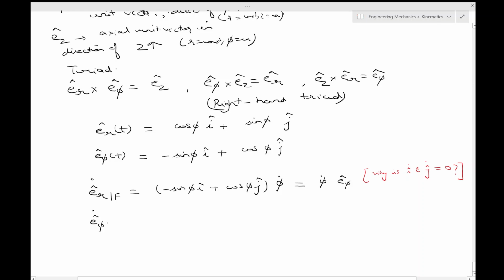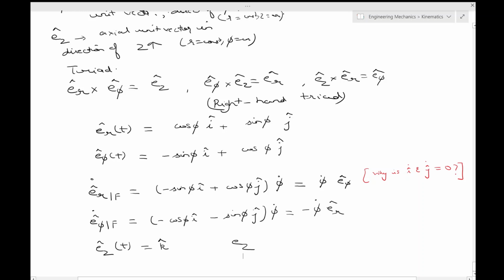Okay, no need to rush ahead without knowing this. Similarly, the derivative of e phi with respect to f is equal to minus cos phi i hat plus sine phi j hat, times phi dot. And then ez is equal to k hat.